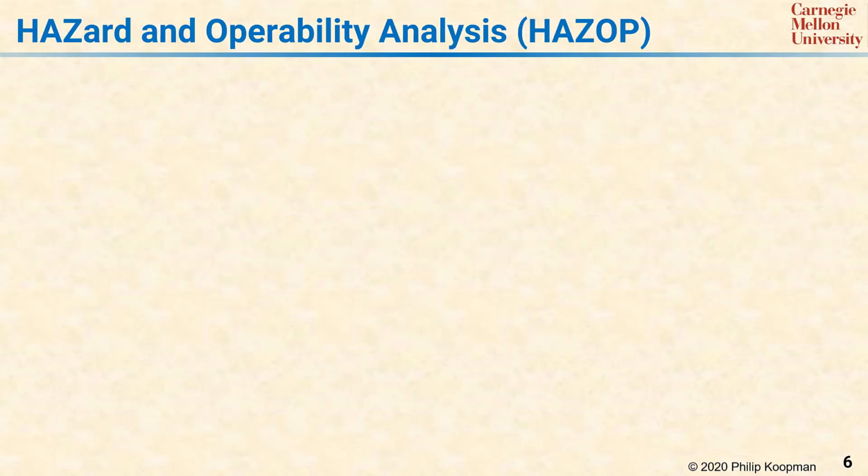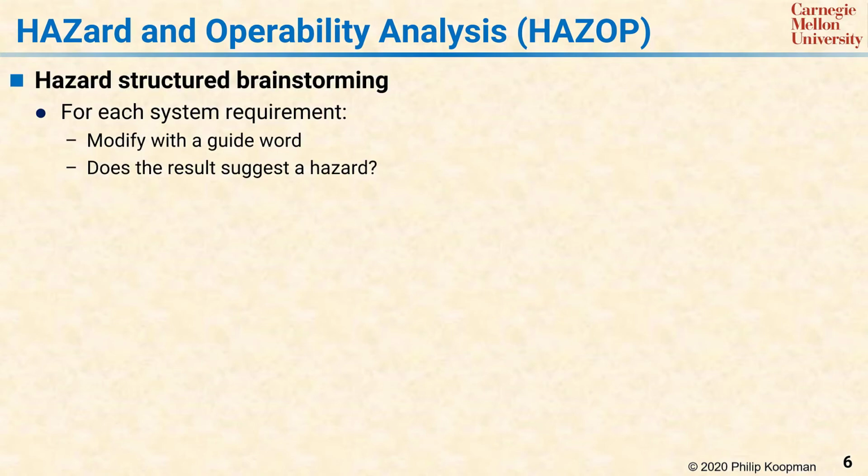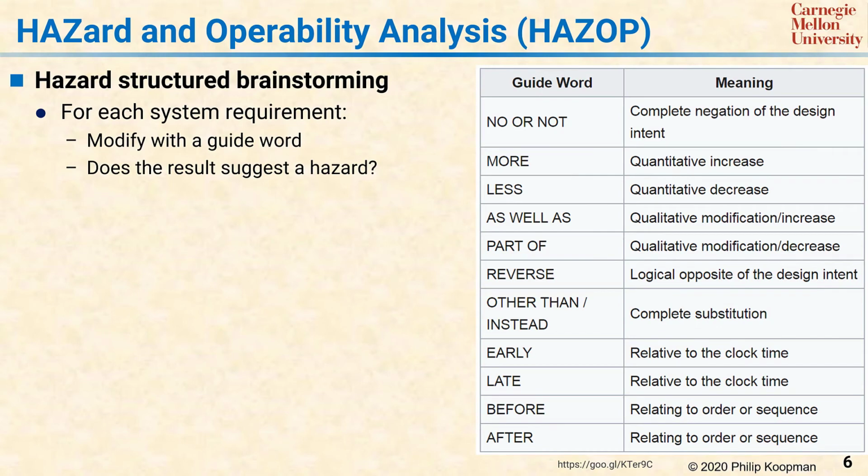A common technique for identifying hazards for safety critical systems is known as HAZOP, Hazard and Operability Analysis. The idea of HAZOP is that you can create hazards using a structured brainstorming technique. The brainstorming method works by first looking at each requirement in the system and then modifying it with a guide word, and then asking, does the result suggest a hazard?